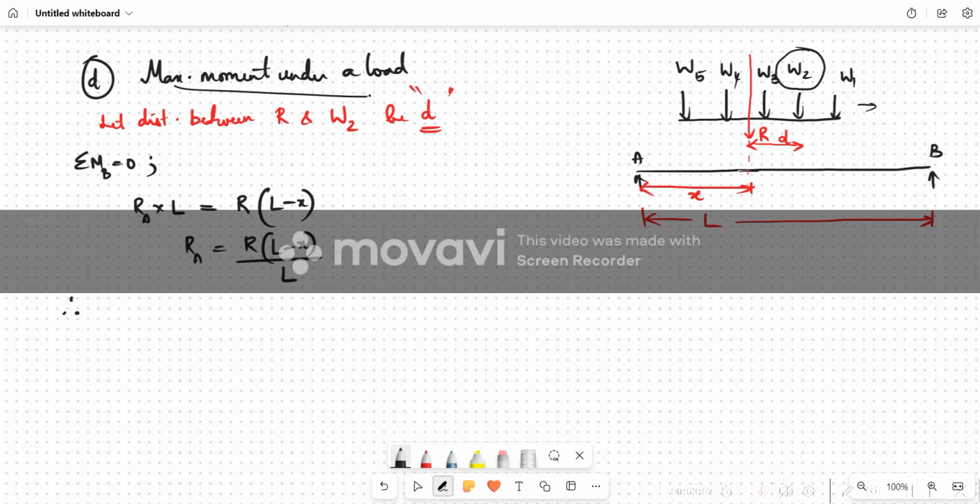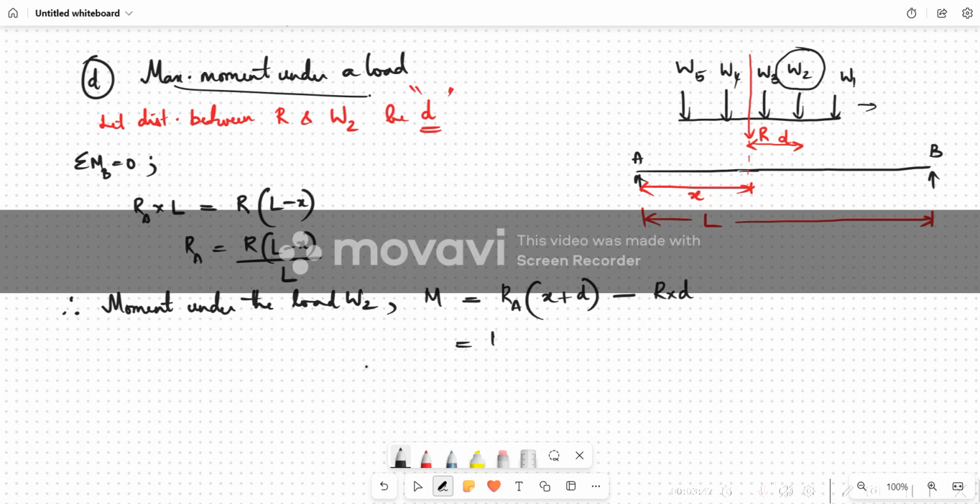Okay, so therefore, what is the moment? Moment under the load which we have considered, W2. Moment under load W2, capital M, is equal to, what is it? There will be RA, if you consider the LHS, RA into x plus d till W2. So RA into x plus d minus this one, R into d. So minus R into d. So I am only considering the LHS part. Okay, it's just M under W2.